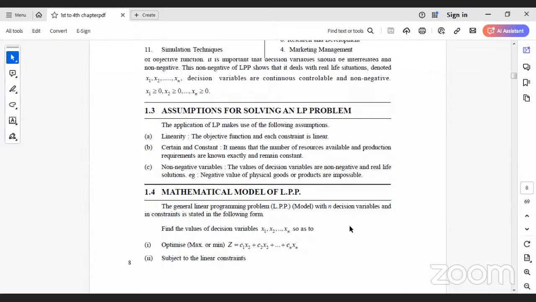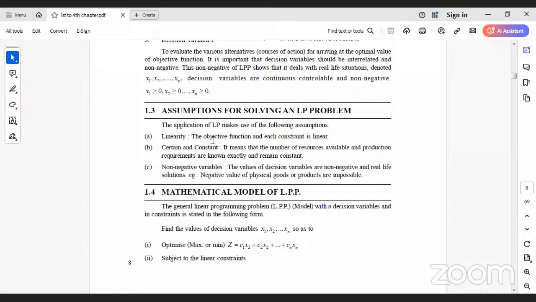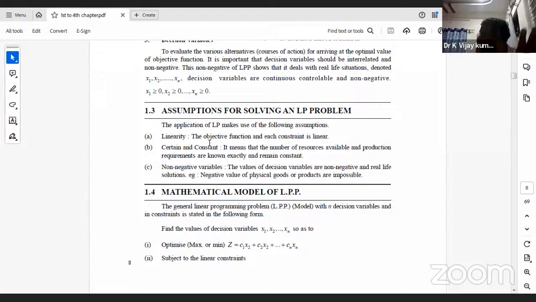How do we take assumptions in an LP problem? So the assumptions of LP: linearity, certain and constant, non-negative. These three points must and should be written here: linearity, certain and constant, and non-negative. You have learned this in the 5th semester. Correct, Komal? Yes, sir. So they will ask the assumptions of an LPP problem in the question.